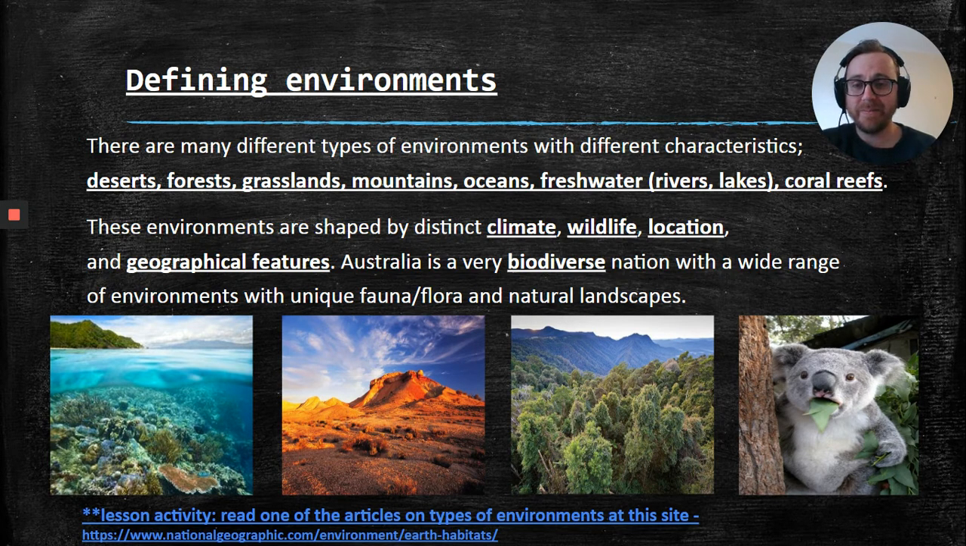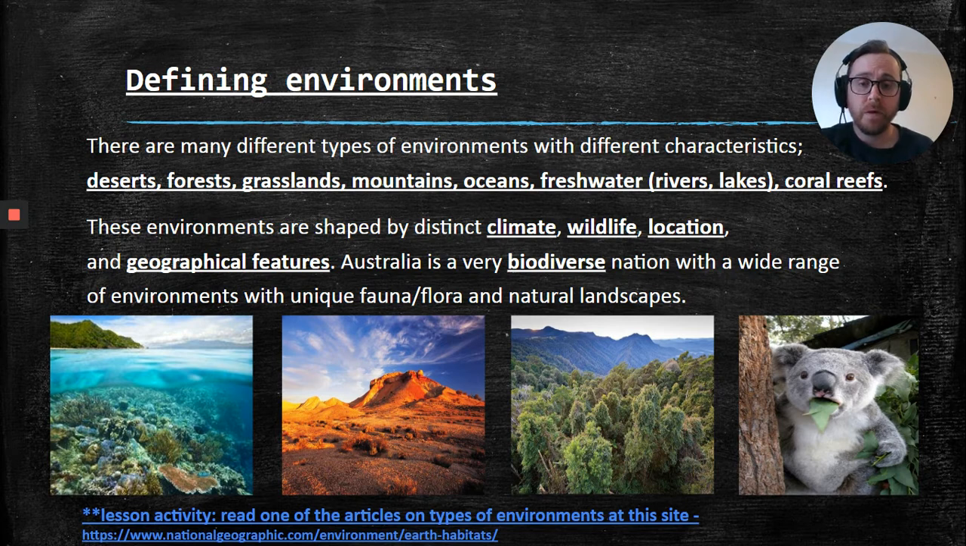These environments are shaped by distinct climate, so the weather and the rainfall, wildlife, so the animals and the plants, location, so where are they on the globe? If they're close to the equator, obviously that's going to impact their temperature. If they are high above sea level, they're up in the mountains, that's going to impact their environment. And also their geographical features. Again, depending on if it's very mountainous or if it's very flat, that's going to impact their environment and ways of life there.